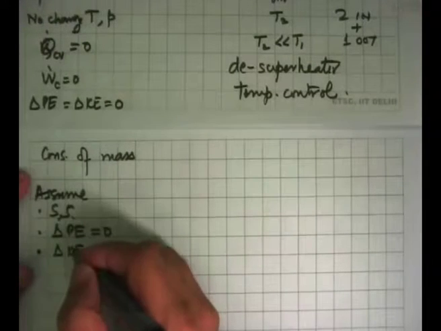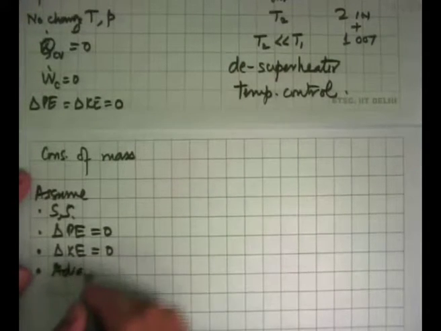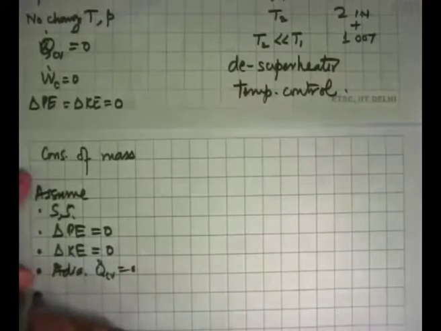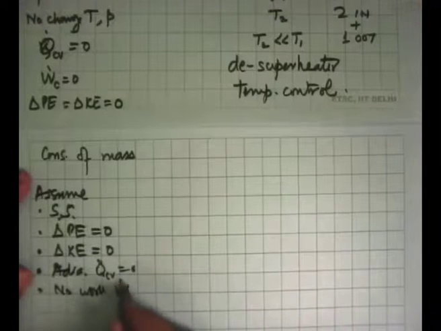And there is no heat transfer to it. This whole device is insulated, which means that this is adiabatic: Q dot CV equal to 0. And there is no work or pumping happening, so W dot CV equal to 0.